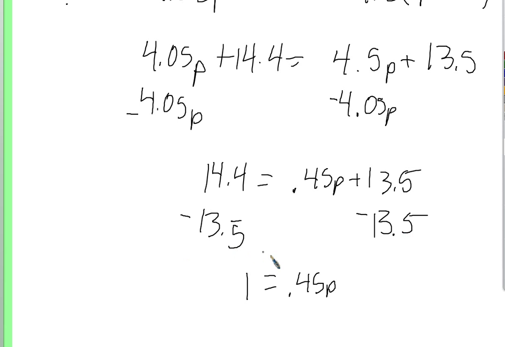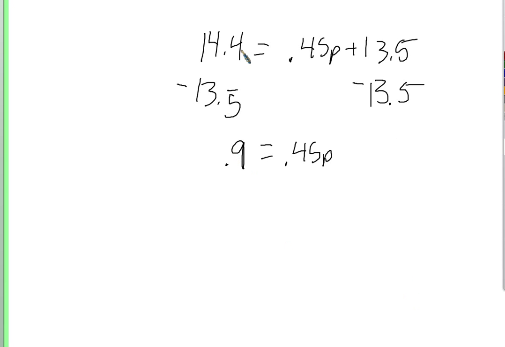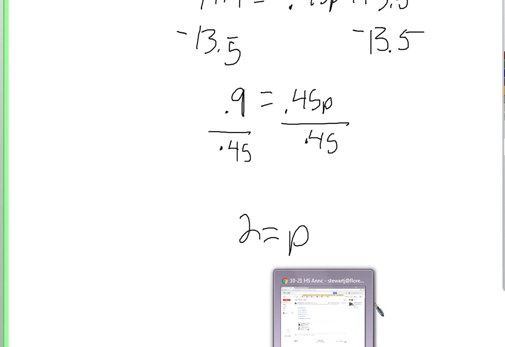Yes, John? What did you say? 14.4 minus 13.5 is 0.9? Yeah. Don't ever make the mistake of thinking that a math teacher is a human calculator. I doubt my abilities in that just as much as you might. So 0.9 divided by 0.45, divided by 0.45 on both sides. That's the same as 90 divided by 45. That should be 2, right? 2. What does that mean? 2 pounds of? Peanuts. For trail mix.